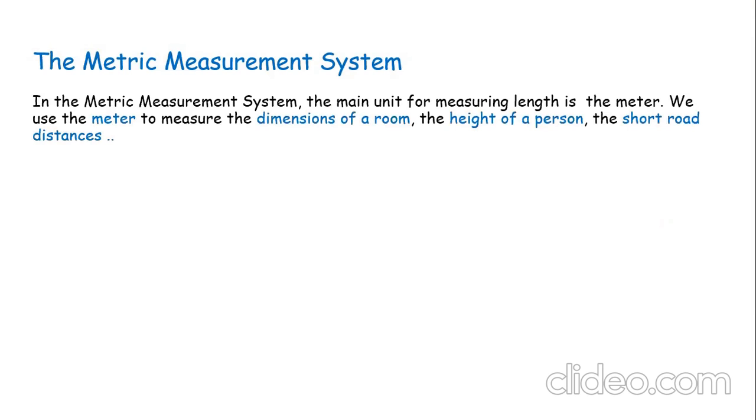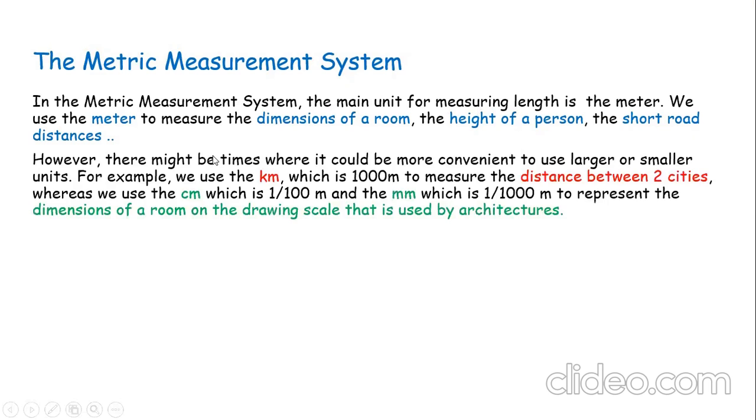The metric measurement system. In daily life, we might need to measure the height of a person, the area of the living room, and the volume of a storage. In the metric measurement system, the main unit for measuring length or height is the meter. We use the meter to measure the dimensions of a room, like the length and the width of the room, not the area, and the height of a person and short road distances.